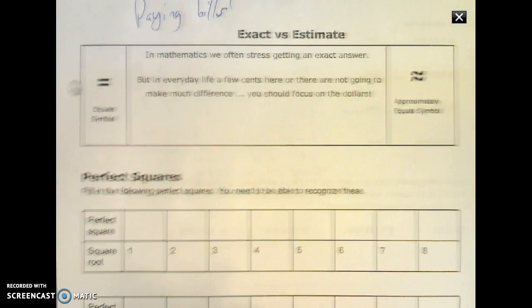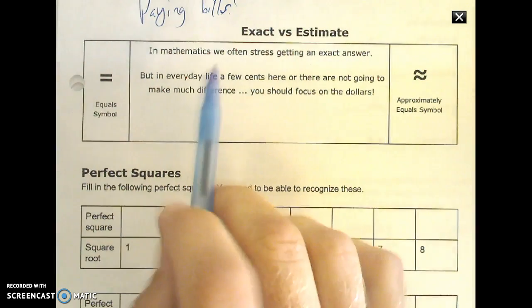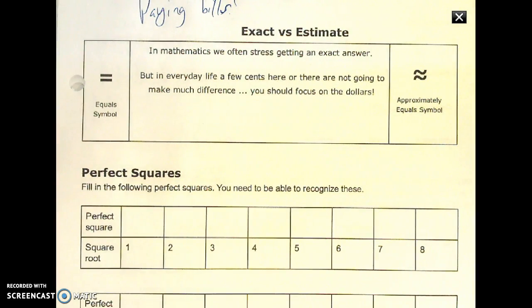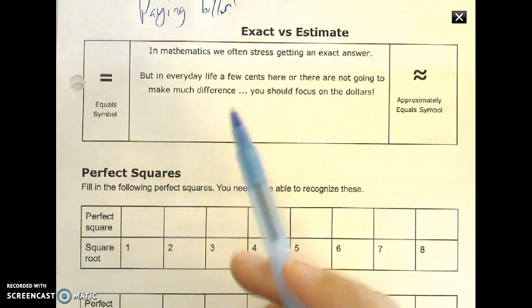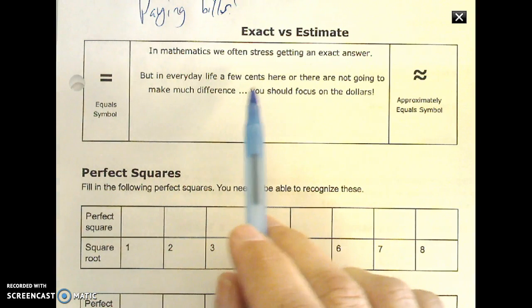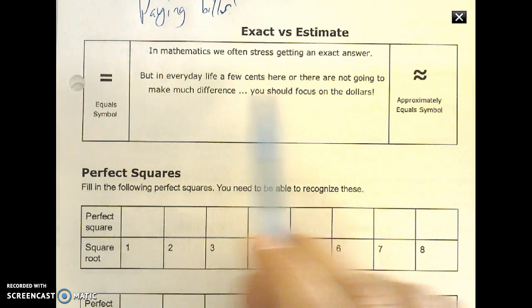So here's the other big thing. We're going to learn this more as the year goes on. In mathematics, we often stress getting an exact answer. That's why we use the equal sign. You guys have used this forever. But in everyday life, a few cents here or there are not going to make much of a difference. You should focus on the dollars.